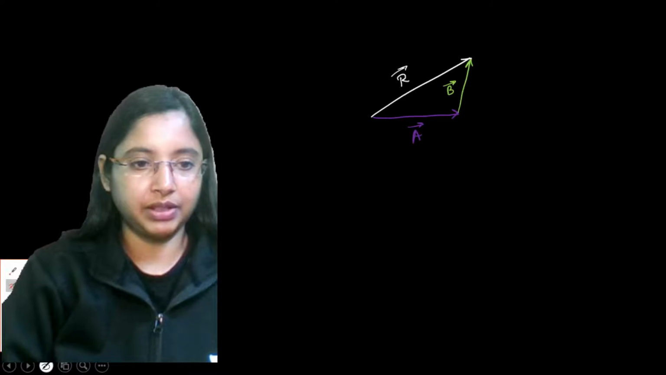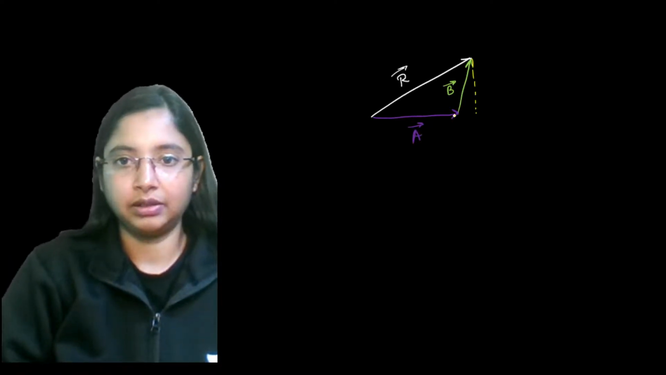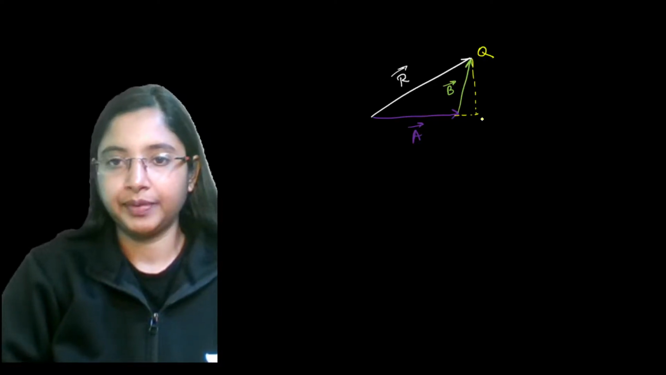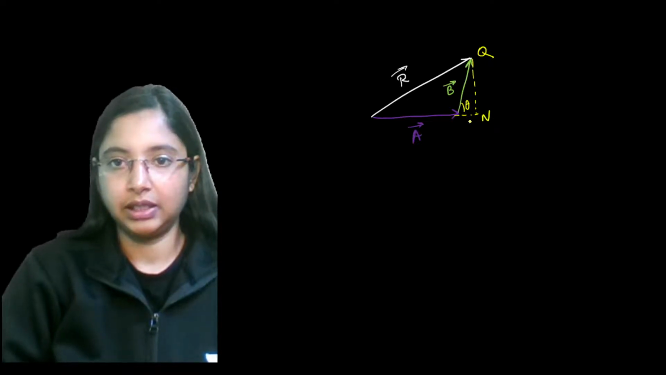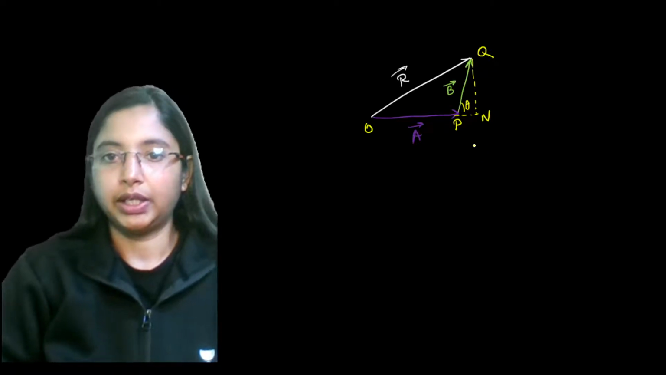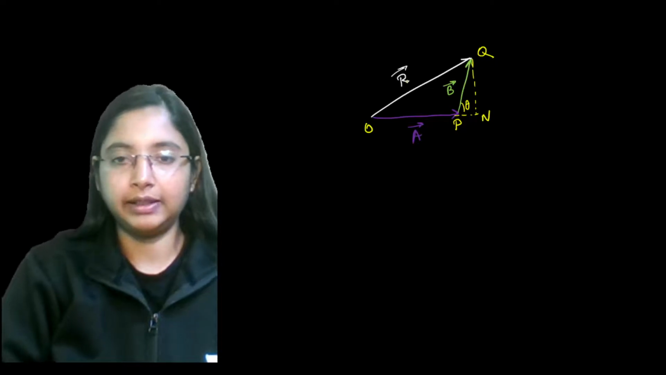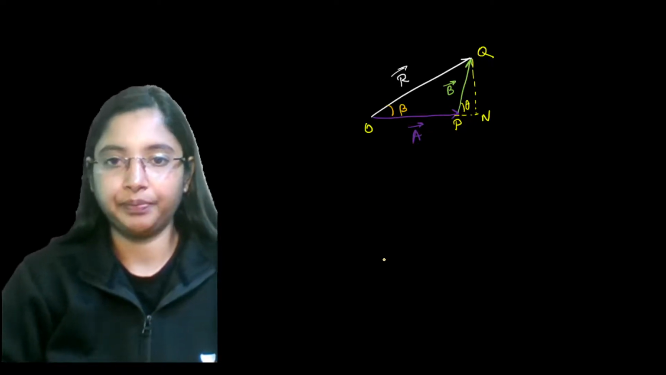So from the b vector, we actually dropped a diagonal over here. So this point was basically q. And this was n, and this angle over here was theta, and this was p, right? This was again o. Okay, now we said this angle over here, the resultant r, the r makes an angle beta in the direction of a, right?